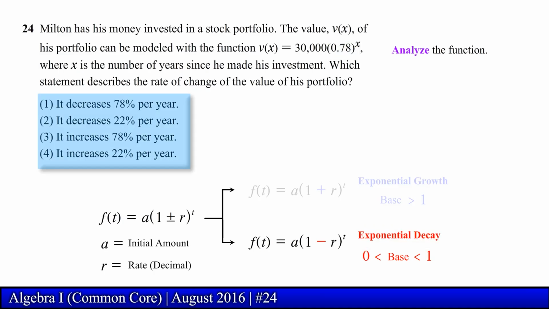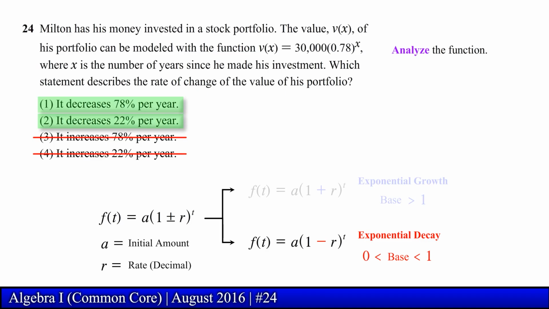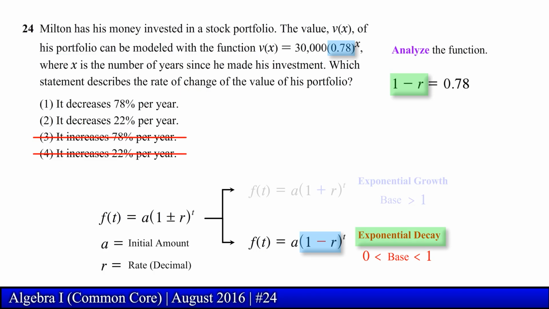Looking at the options, we can go ahead and eliminate options 3 and 4, since these options describe an investment that is growing with time. With those options eliminated, we now need to determine if the portfolio is decreasing 78 or 22% per year. We determine this by equating the value of the base, in this case 0.78, with the quantity 1 minus r. The reason why we equate this value with 1 minus r as opposed to 1 plus r is because we are dealing with an exponential decay model. If this was an exponential growth model, then we would equate the value of the base with 1 plus r.